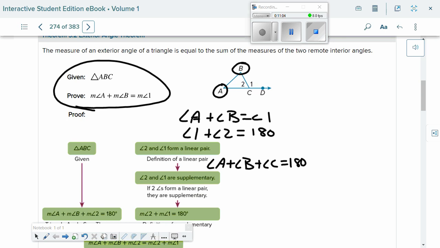Trying to mash all that together and use different theorems and get them acting together. Okay.